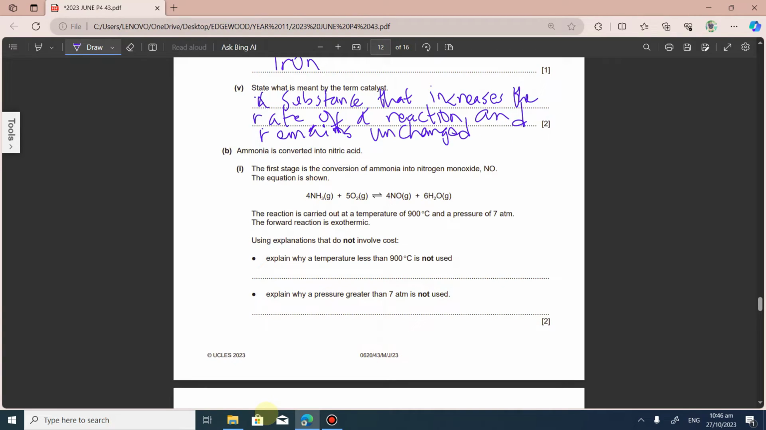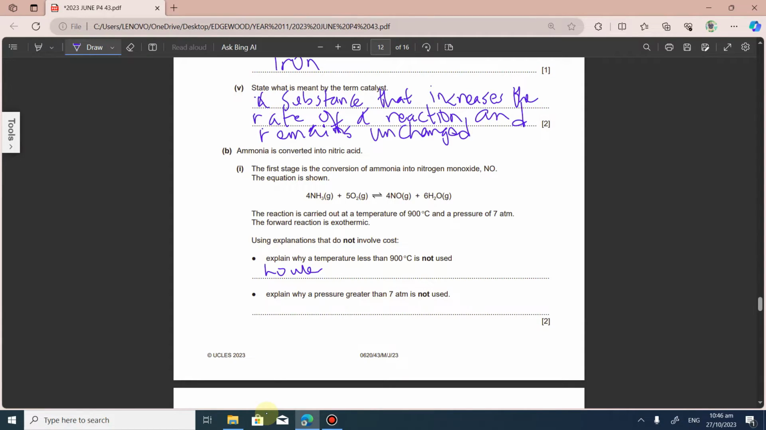Ammonia is converted into nitric acid. The first stage is the conversion of ammonia into nitrogen monoxide, and then he says the reaction is carried out at a temperature of 900 degrees Celsius and a pressure of 7 atm. The third reaction is exothermic. Using explanations that do not involve cost, explain why a temperature less than 900 degrees Celsius is not used. If you use a temperature less than 900 degrees Celsius, you will lower the rate of the reaction.